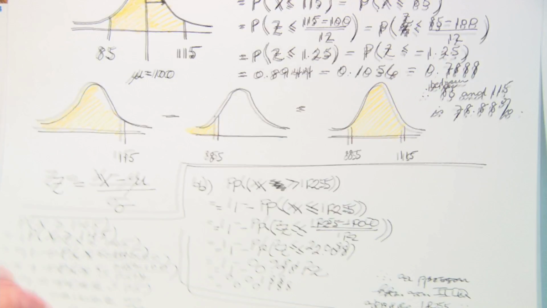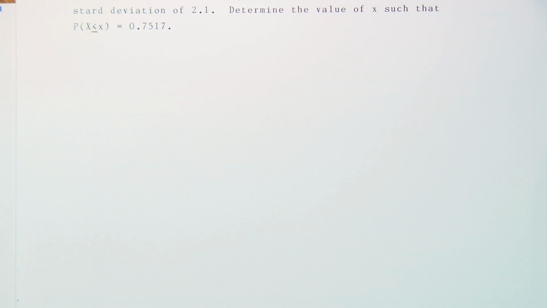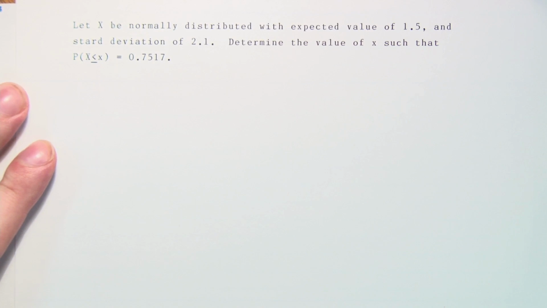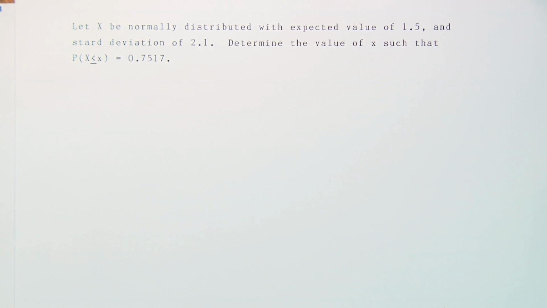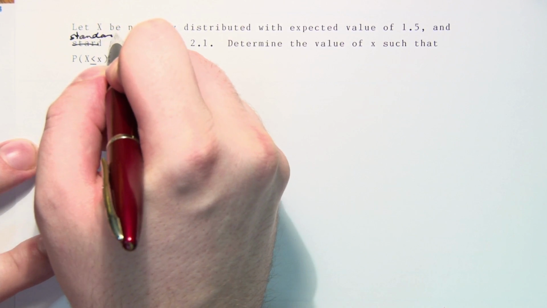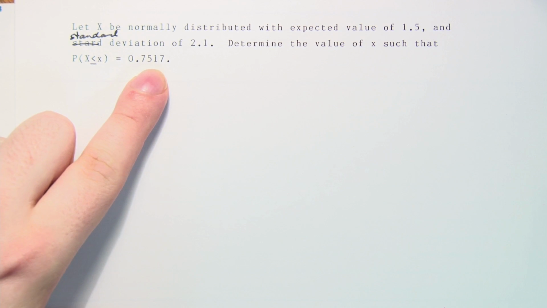Okay. Last question, and then we're all done. Let x be normally distributed with an expected value of 1.5 and a standard deviation of 2.1. Determine the value of x such that the probability of x less than or equal to this value is 0.7517.